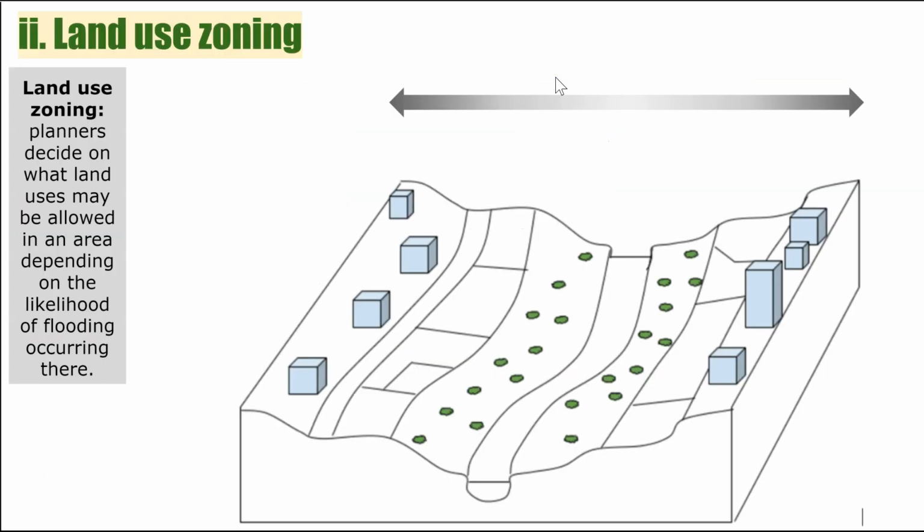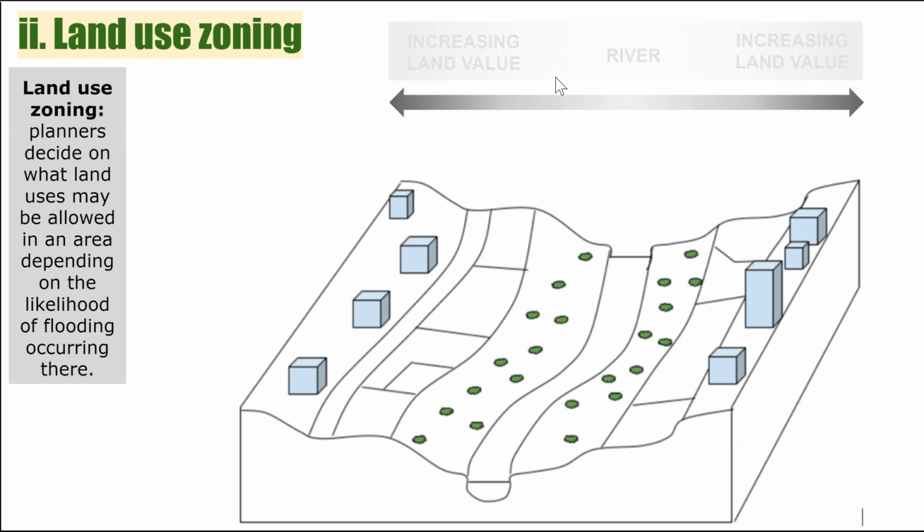Okay, second soft engineering method is land use zoning. This is when planners decide what land uses may be allowed in an area depending on the likelihood of flooding. Now, if you look at this diagram here of a river with some buildings nearby, so it's a river going through a reasonably built up area. It's not that hard to figure out which part of that is going to flood most regularly. Which part's going to flood most or least regularly?